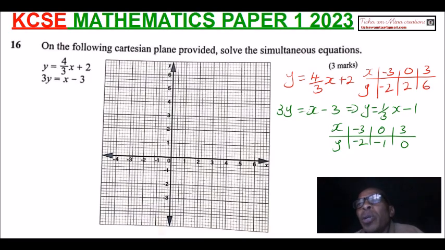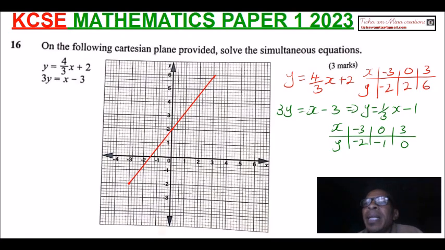So you come now and plot this. When x is minus 3, y is minus 2, so that is where we have our point. When x is 0, y is 2. You can use a dot or a cross, whichever you find convenient. When x is 3, y is 6. So you take your ruler and join the 3 points. As for me, I will just join the 3 points like that.